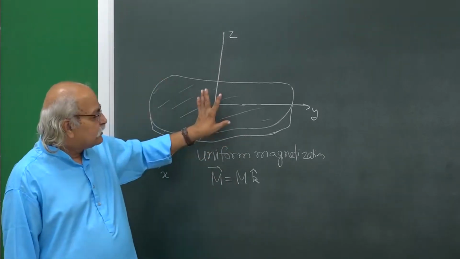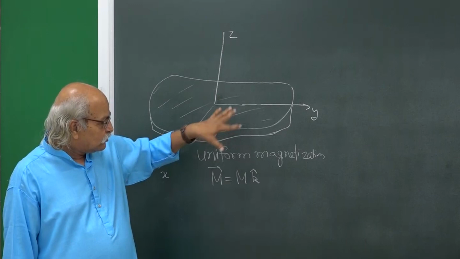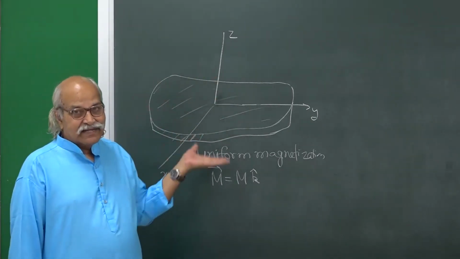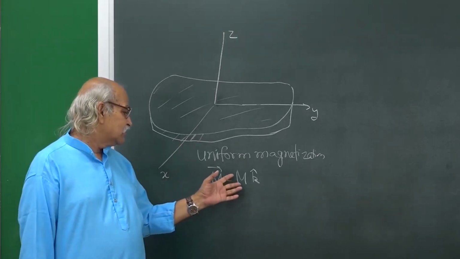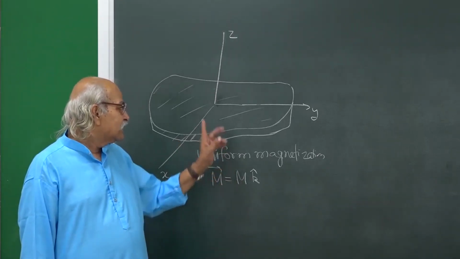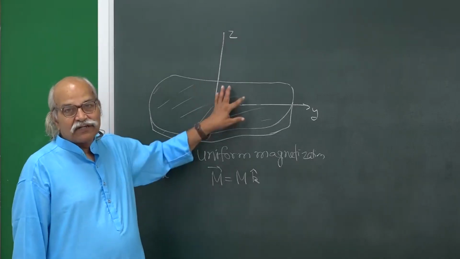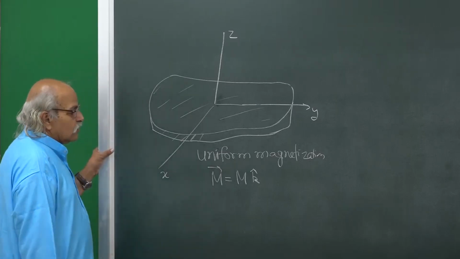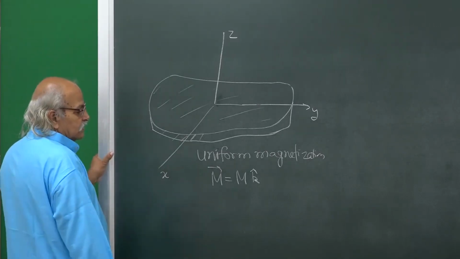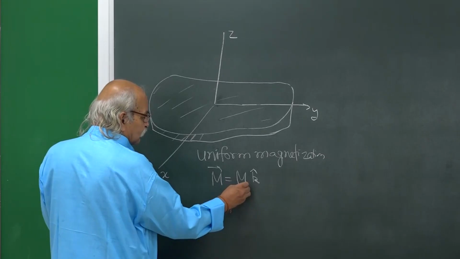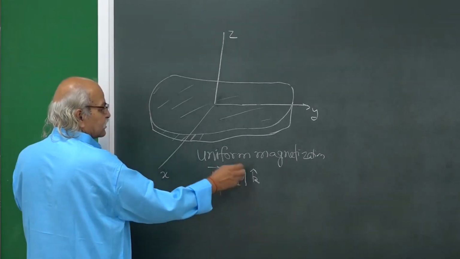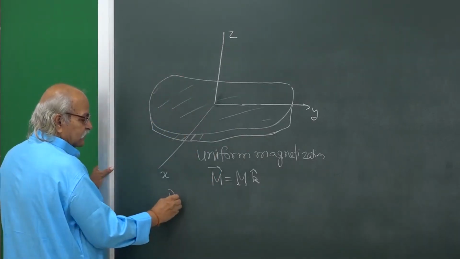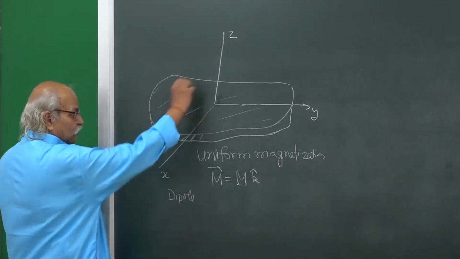In what way we produced this magnetization is not the topic of interest now. It is magnetized. Given that we have magnetized it, everywhere the magnetic moment per unit volume is this M, and the direction is perpendicular to this surface. So this is the situation. Now the magnetic moment of this whole thing will be this magnetization times the volume. So the magnetic dipole moment of this whole disk.